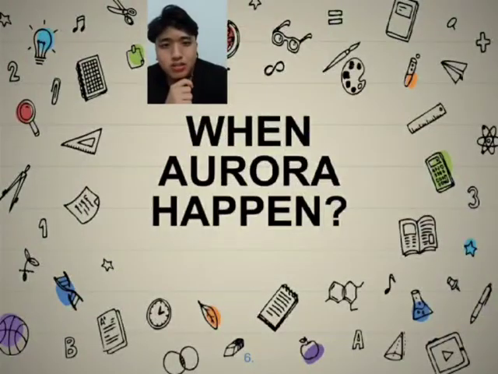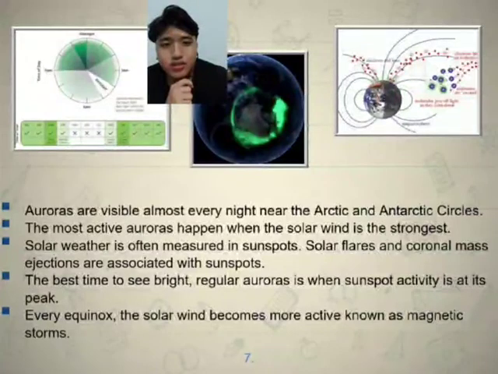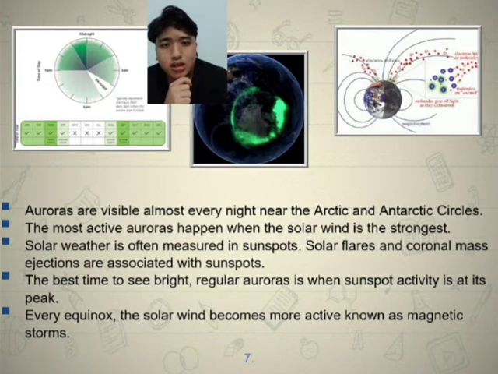Now I will present about when aurora borealis happens. Auroras are visible almost every night near the Arctic and Antarctic Circle, which is about 66.5 degrees north and south of the equator. To the north, it is called the aurora borealis or the northern lights, and to the south, it is called the aurora australis or southern lights.